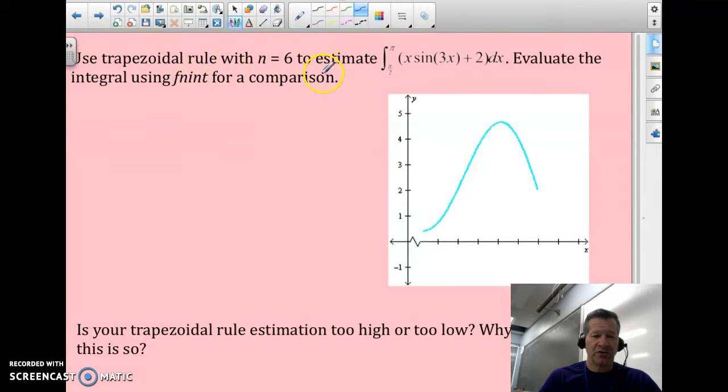Use the trapezoidal rule with n equals 6 to estimate the integral from pi over 2 to pi of x sine 3x plus 2. Now I've drawn this here. You could graph this on your calculator to get a sketch of the graph, such as I have here. And now let's evaluate this integral using f and n for a comparison after using the trapezoidal rule.